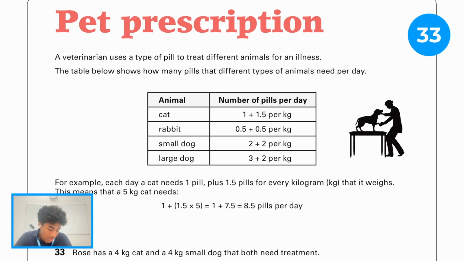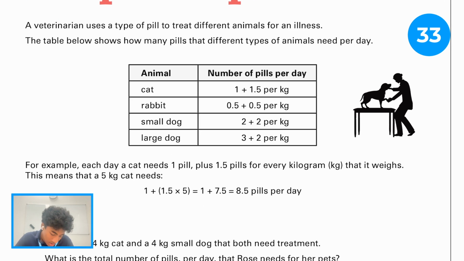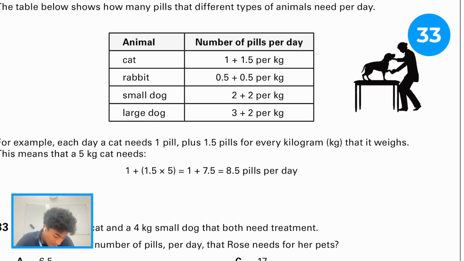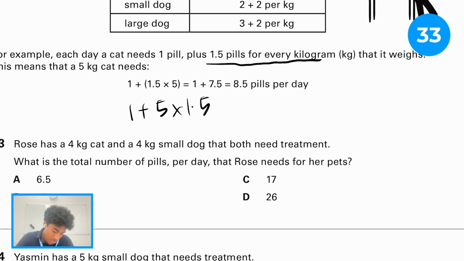A veterinarian uses a type of pill to treat different animals for an illness. The table below shows how many pills that different types of animals need per day. For example, each cat needs 1 pill, plus 1.5 pills for every kilogram that it weighs. So a 5 kilogram cat will need 1 pill and then 1.5 pills for every kilogram, right? And if it's 5 kilograms, we times 1.5 by every kilogram.